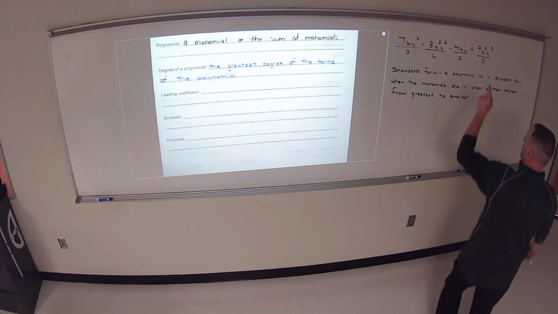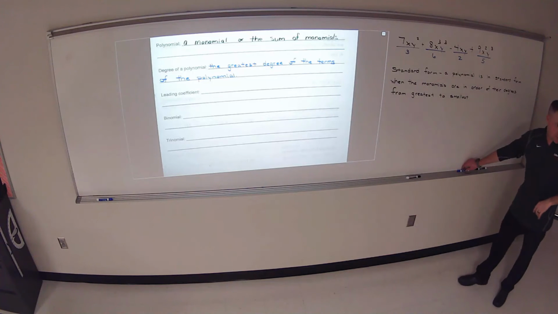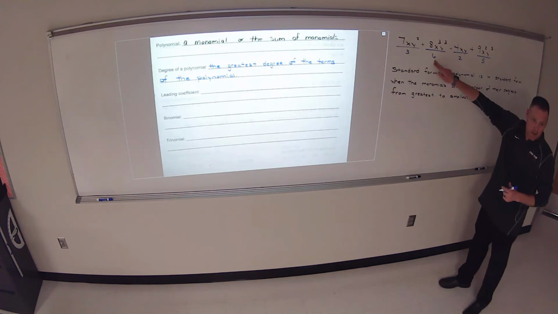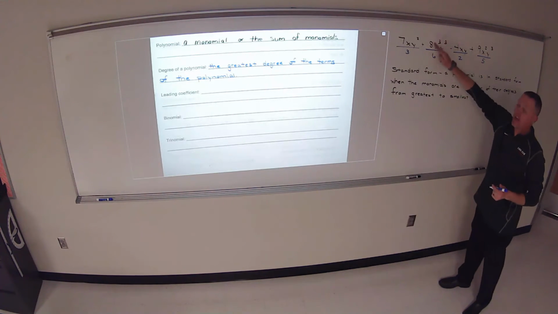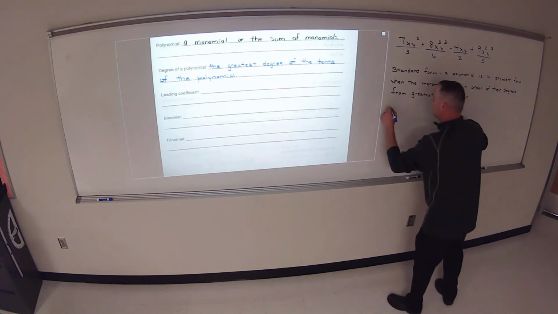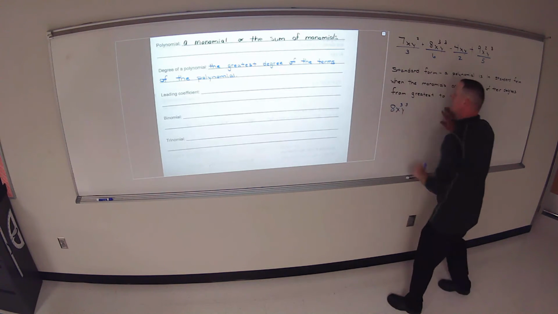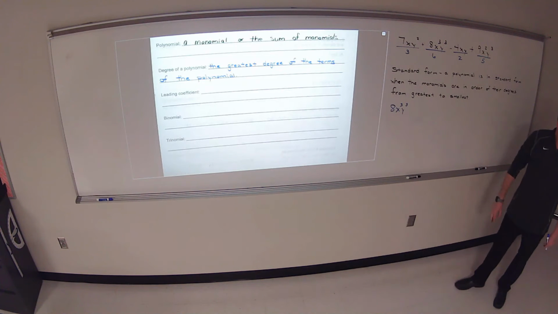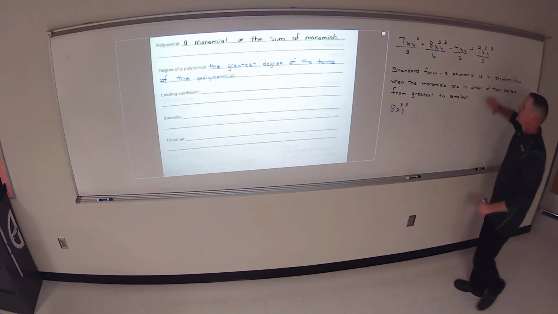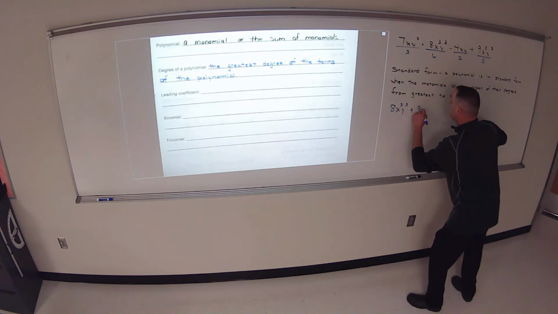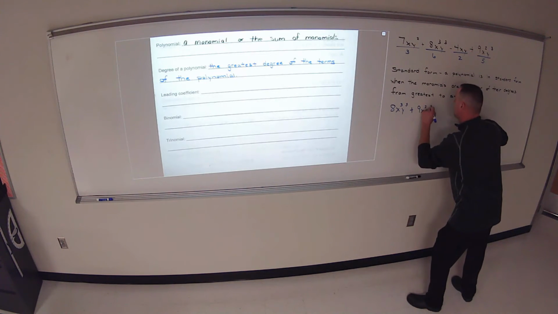So if I were to rewrite this polynomial in standard form, which term has to come first? This degree, right? And remember, this whole thing is a term together. So if I'm going to rewrite this, it's going to be 8x to the third y to the third. Which degree should come second? The degree of 5, right? So then I'd put plus 9x squared y to the third.